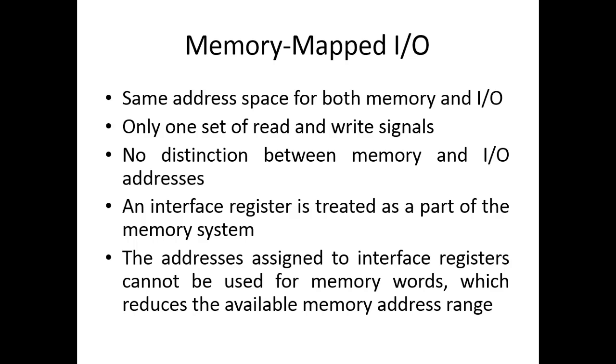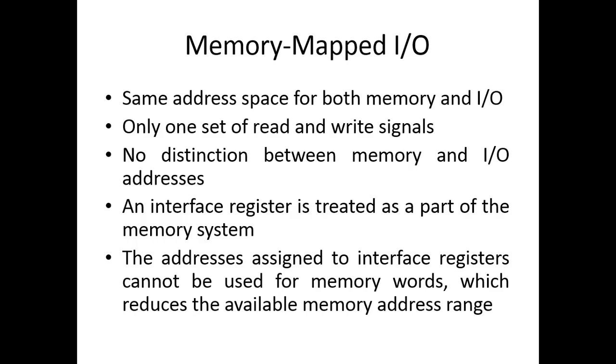Another method that can be used for the same purpose is known as the memory mapped I/O. As we have seen in the isolated I/O method, memory and I/O addresses are isolated so that memory address values are not affected by interface registers assignment, since each has its own address space. The other alternative is to use the same address space for both memory and I/O.